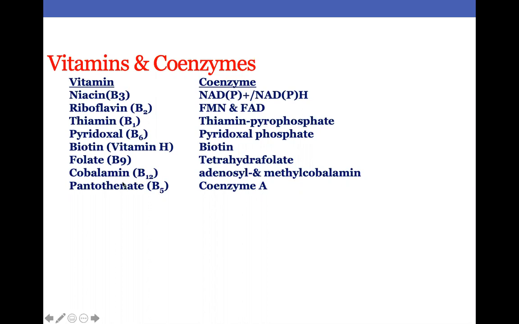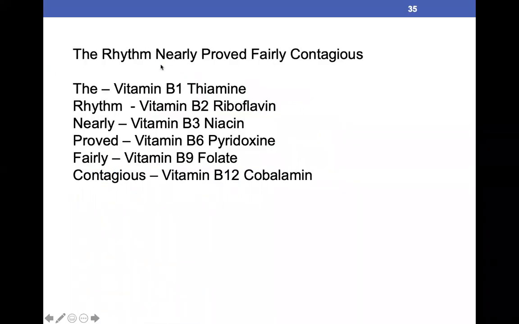I'm not sure if you guys need to know the specific B1, B12, whatever, but I did try to look up a mnemonic for you guys, and I altered it a little bit so that it's only the ones that you guys need to know. It's a little bit silly, but the rhythm nearly proved fairly contagious. The T is for thiamine, for vitamin B1, rhythm, riboflavin, nearly, niacin, proved, pyridoxine, fairly, folate, and then contagious, cobalamin.